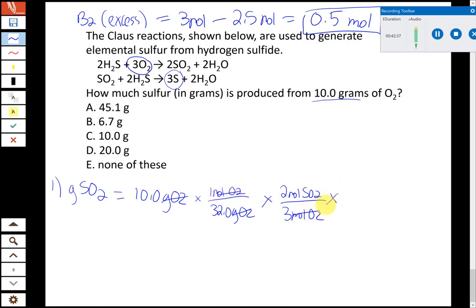And then if we want to go all the way through and find the mass of SO2 that forms, what we would get is its molar mass is about 64. So we have 64.07 grams of SO2 for every mole. And so the number that we get for the mass of SO2 that forms is 13.3 grams.